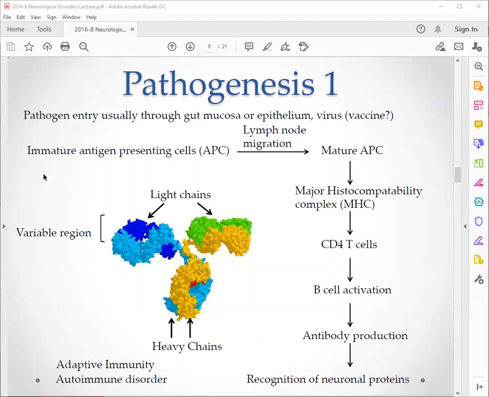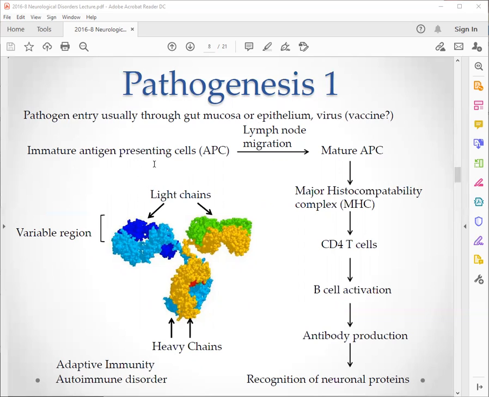The pathogenesis of this disease is heavily unknown at this time, but we believe it goes something like this: there's some sort of pathogen entry, usually through the gut mucosa or epithelium. Could be a virus. Some people also believe that vaccines will induce Guillain-Barré syndrome, although there's no causative evidence to actually suggest that.